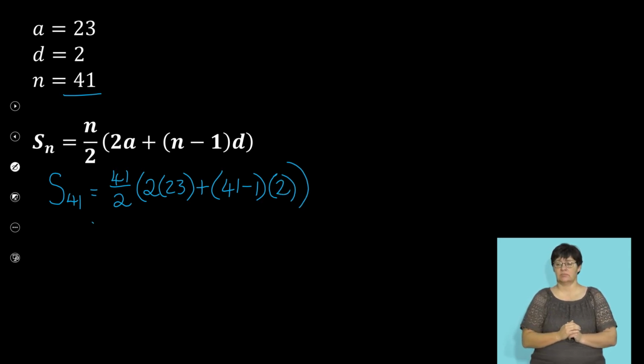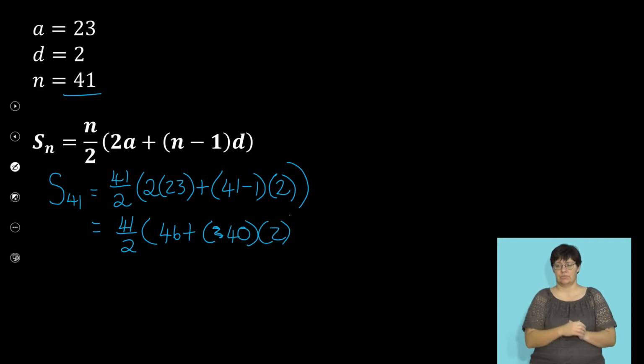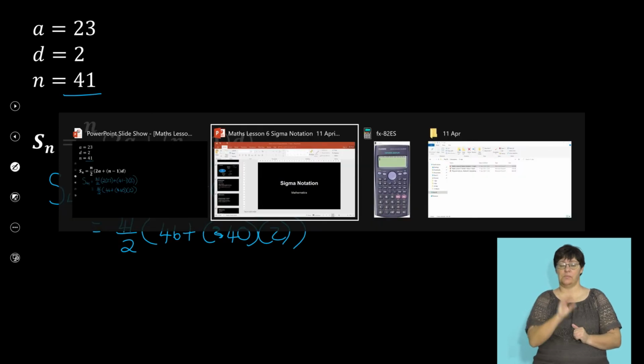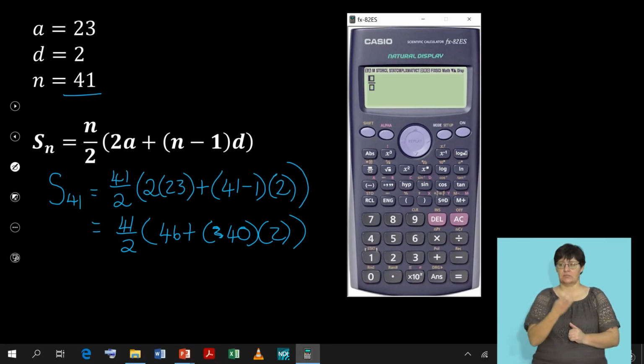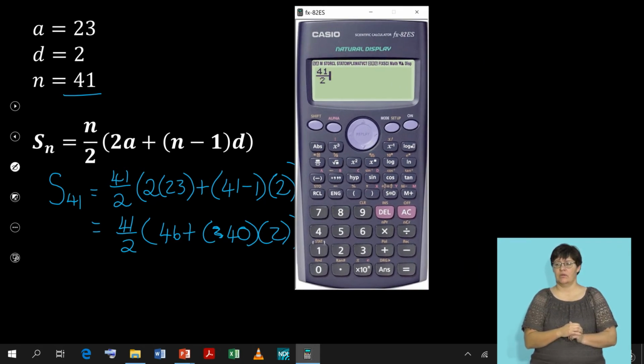Then if I make the next line slightly more simple before plugging into my calculator, I'm going to have 41 over 2, 46 plus, sorry, that's going to be 40 times 2. So let's plug this all into the calculator. We're going to have 41 over 2 times 46 plus 40 times 2. So this series has a value of 2,583.